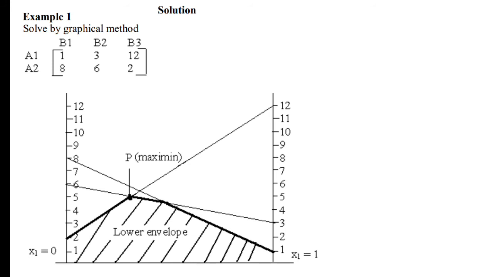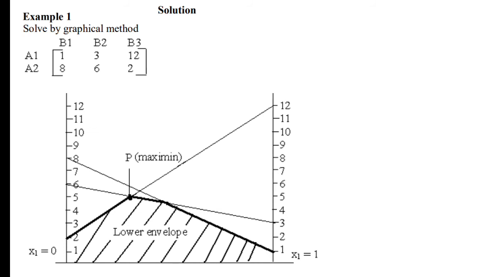Then 12 to 2, B1, B2, B3 I am taking. This is a 2 by n game. So in the lower envelope, downwards, where is the common area, which is marked here as P? That is the minimum side of the maximum. Another point is not the maximum. The minimum side is the maximum, so our maximin principle will apply.